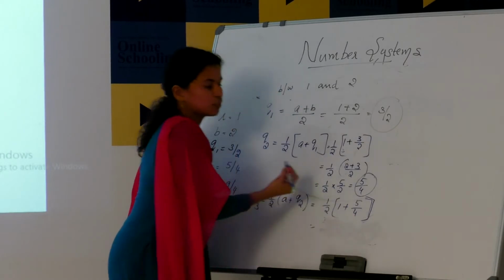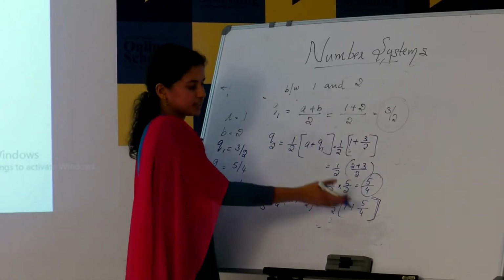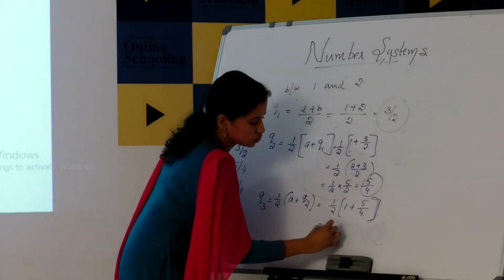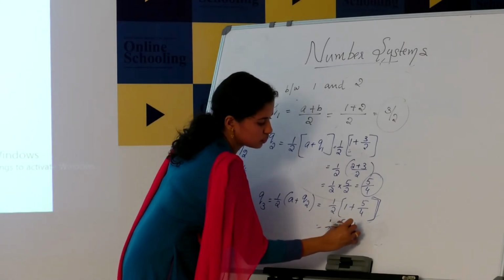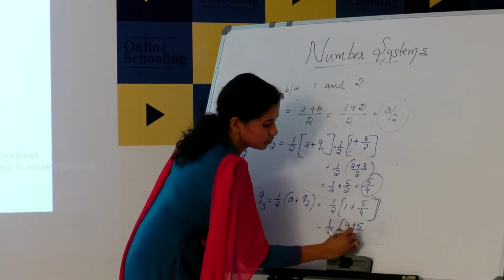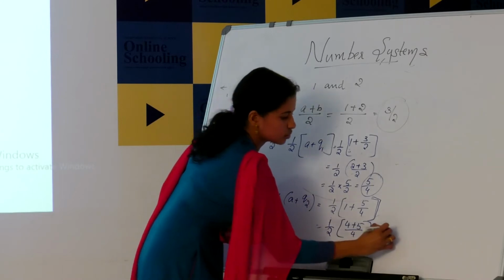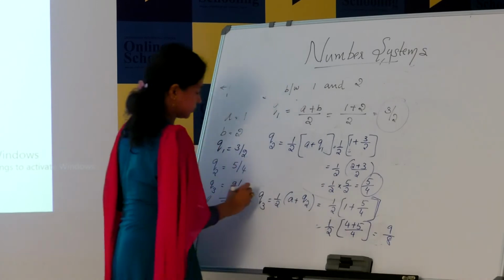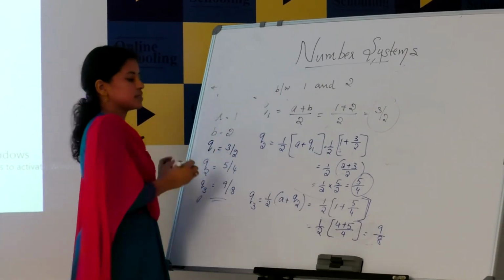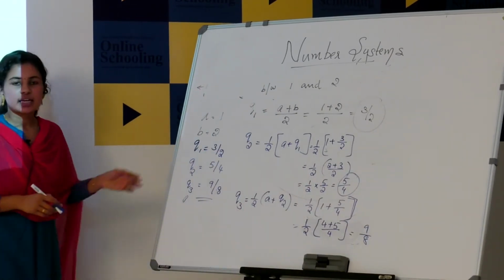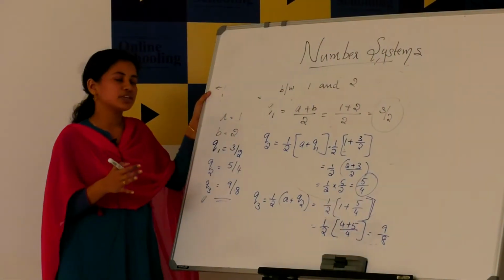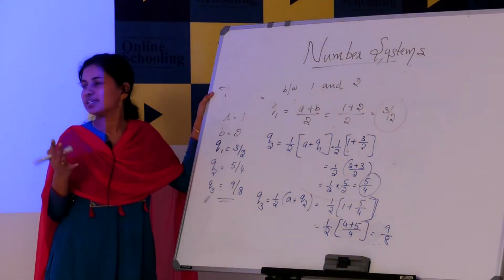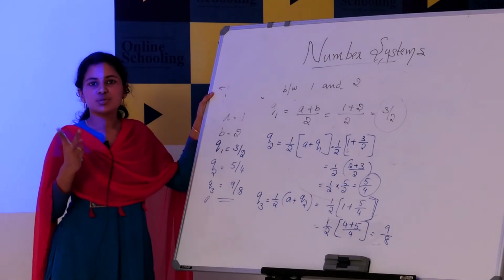Here we can use the BODMAS rule, that is, first we calculate within the brackets. That is 1 by 2 into 4 plus 5 by 4, which is equal to 9 by 8. 9 by 8 is another rational number. In the similar way, we can find infinitely many rational numbers between any two rational numbers.